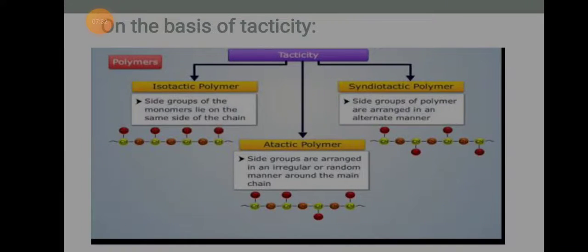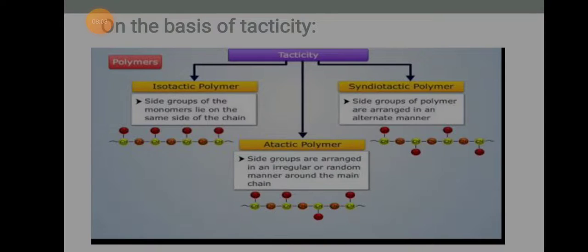Okay, now coming to the classification on the basis of tacticity. On the basis of tacticity, polymers are of three types. One is the isotactic polymer, the second one is the atactic polymer, and the third one is the syndiotactic polymer. In the case of isotactic polymer, the side groups of the monomers lie on the same side of the chain, and in atactic polymer, the side groups are arranged in an irregular or random manner in the main chain.